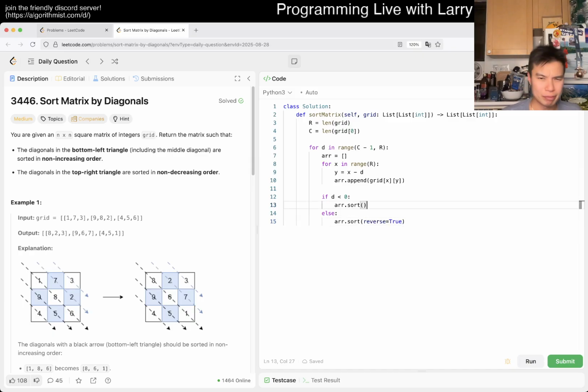And of course, you could make this one line if you're trying to be cool. You can do reverse is equal to not, or something like that. I don't know, but that's where you may make a mistake sometimes, as I often do. Anyway, and then you throw it back in, and that should be good.